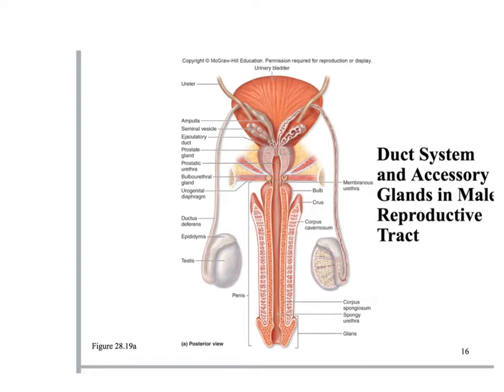Questions on the duct system? This is also a conduit for urine. So there are three different parts of the urethra that we are concerned with, right? We have the prostatic urethra, which goes through the prostate. And then it joins with the urethra, and then extends down through the penis.